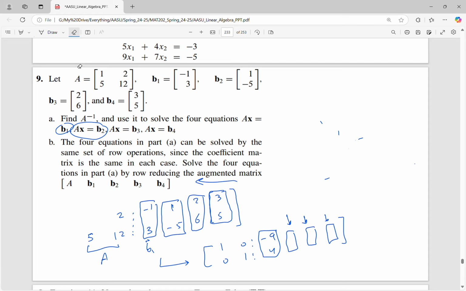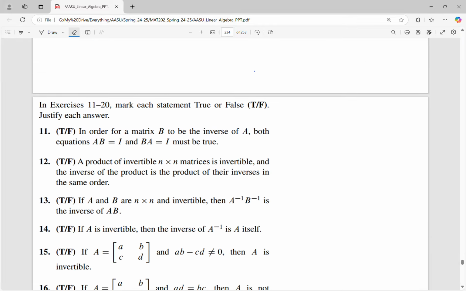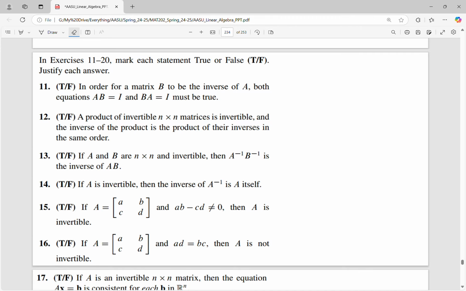So it's very important now to just remember that we can solve systems using two methods: the row operation method, the classical method, let me say, and the inverse method. But for the inverse method, we have some restrictions. The matrix has to be square, and it has to be invertible. Okay. Now we have some true or false questions.